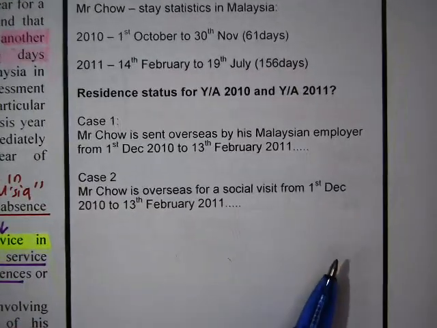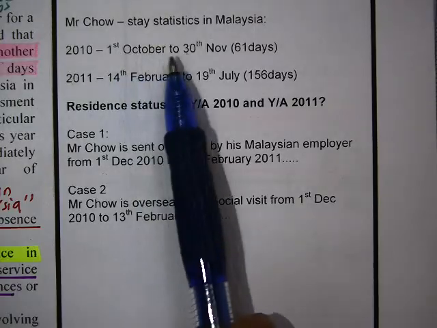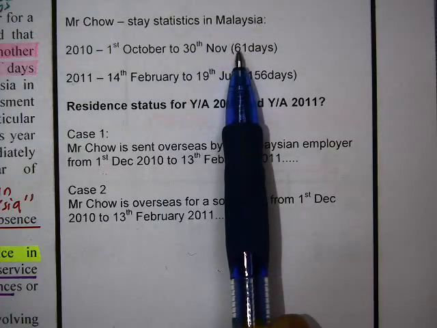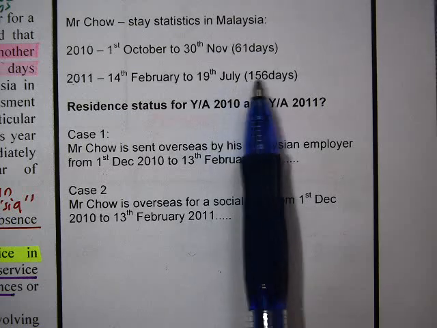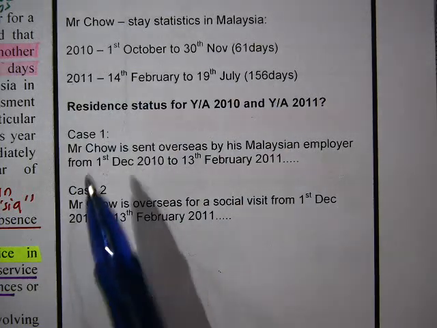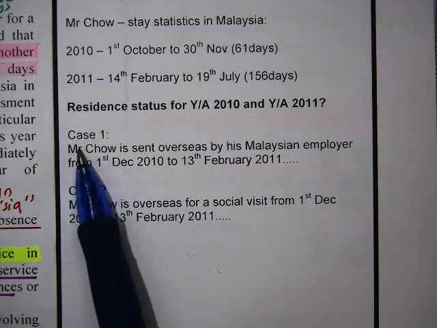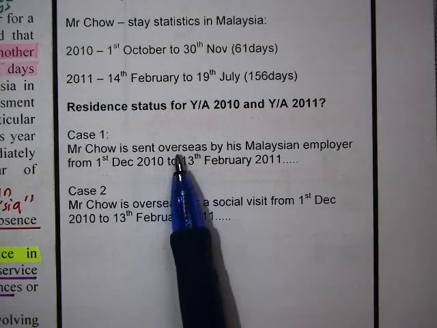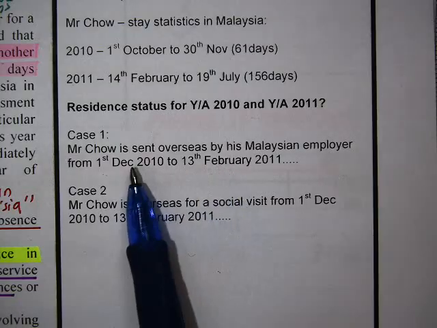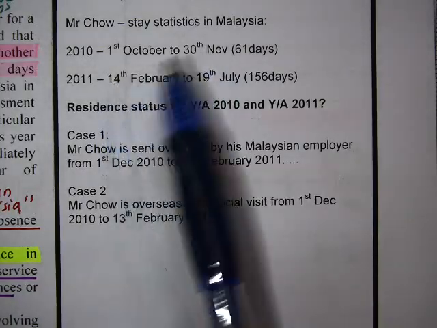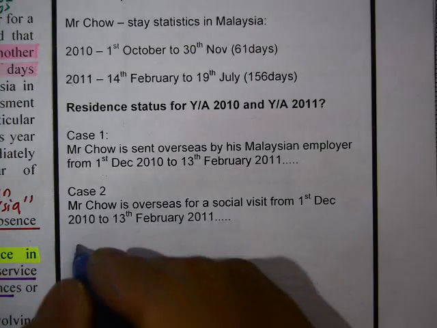Now it says that Mr. Chow is in the country in 2010 from 1st of October to 30th of November for 61 days. Then from 14th of February to 19th of July for 156 days in 2011. Now what will the resident status for 2010 and 2011 be? In the first case, Chow is sent overseas by the employer from 1st of December till 13th of February, which means this is the period that joins the gap from 1st of December to 13th of February.